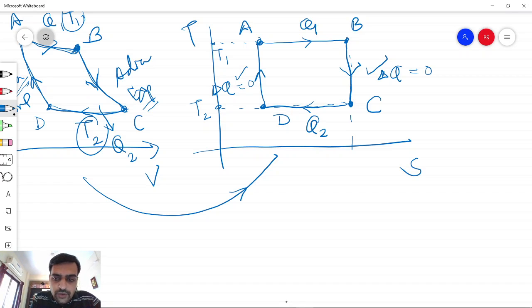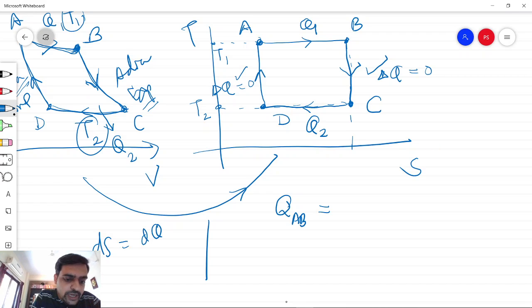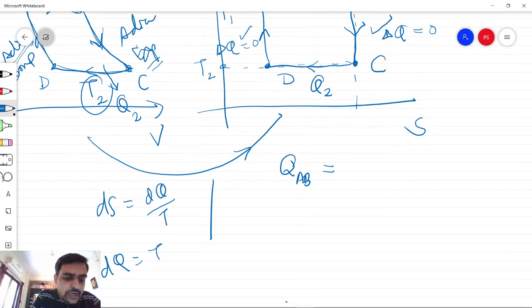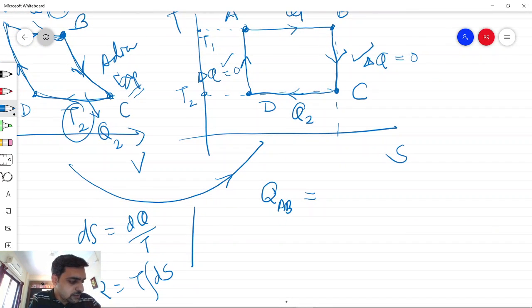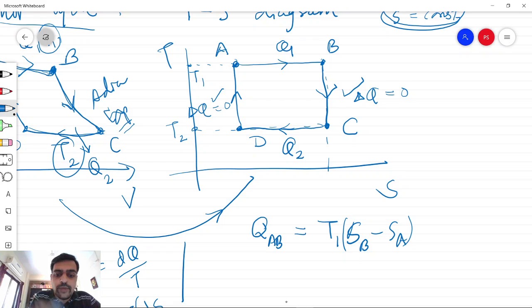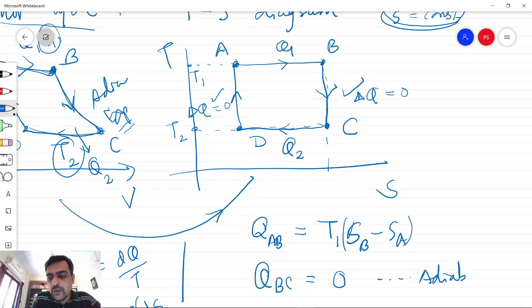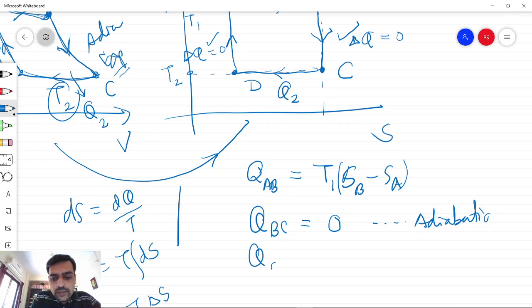So if we try to recall Q for A to B, then if we have the definition, dS is equal to dQ by T, so dQ is going to be T into dS. So if the temperature is constant, we can just integrate it, and we say that delta Q is T delta S, right? So in that sense, for process A to B, we have T1 into SB minus SA, that is the change in entropy, that is entropy at point B minus entropy at point A. Similarly, Q for B to C is going to be 0 since the process is adiabatic, no change in heat is involved. Then Q for C to D is accordingly T2 into SD minus SC.